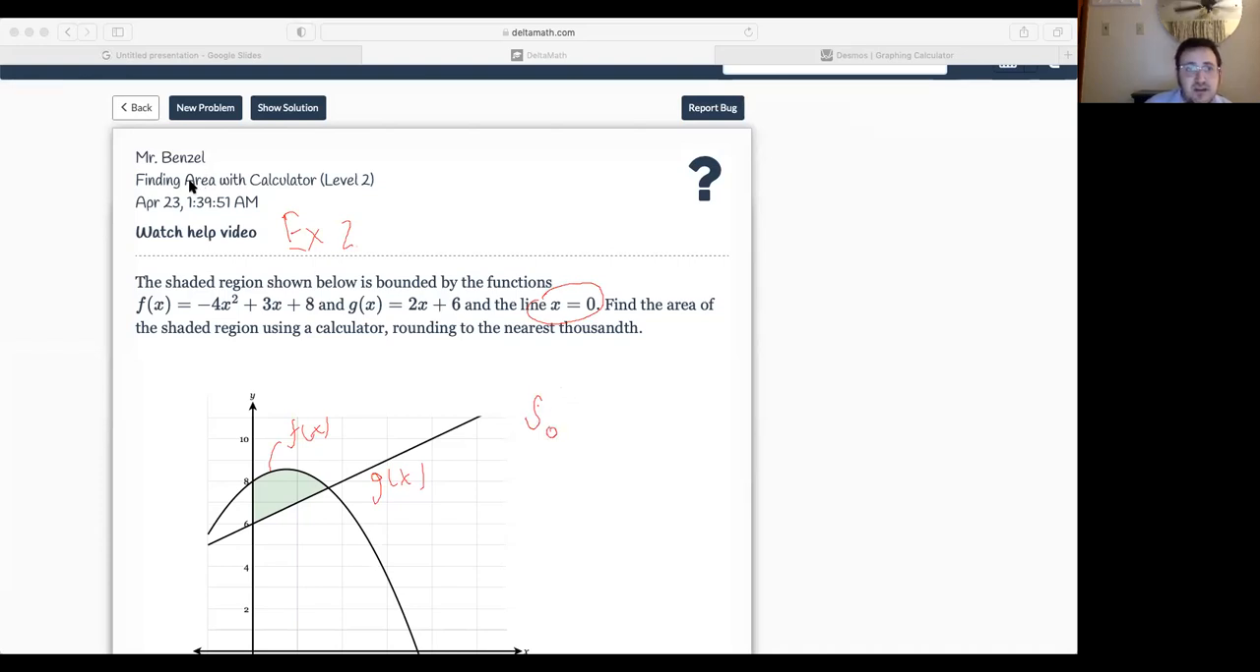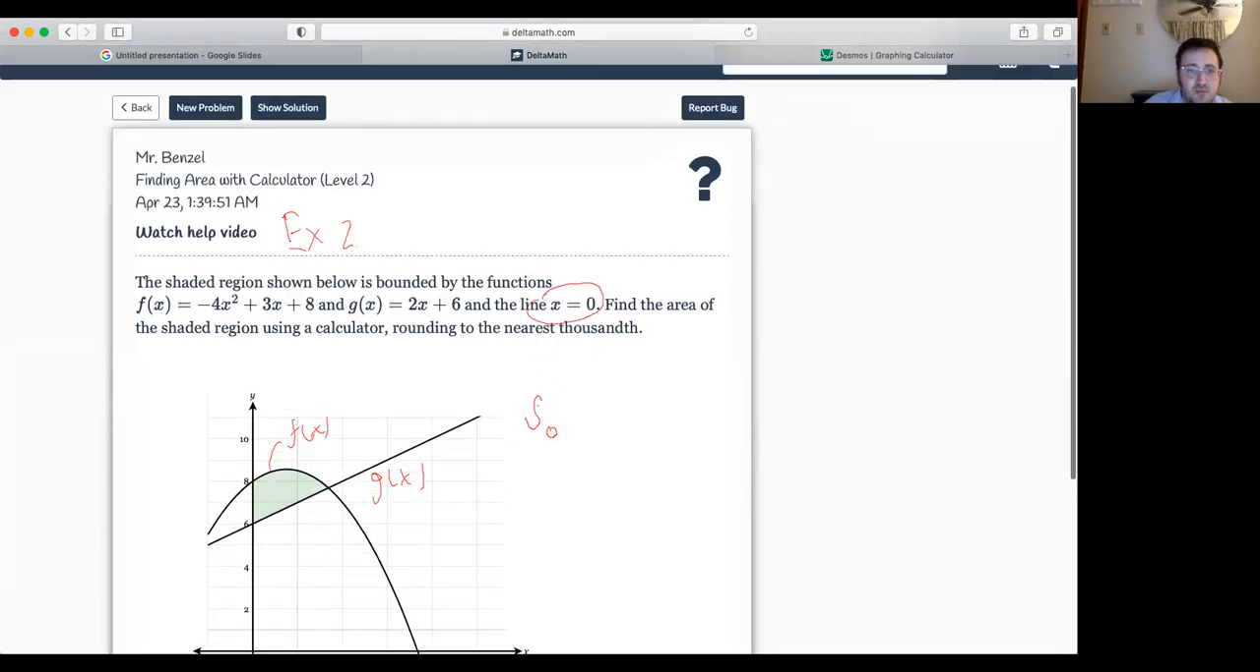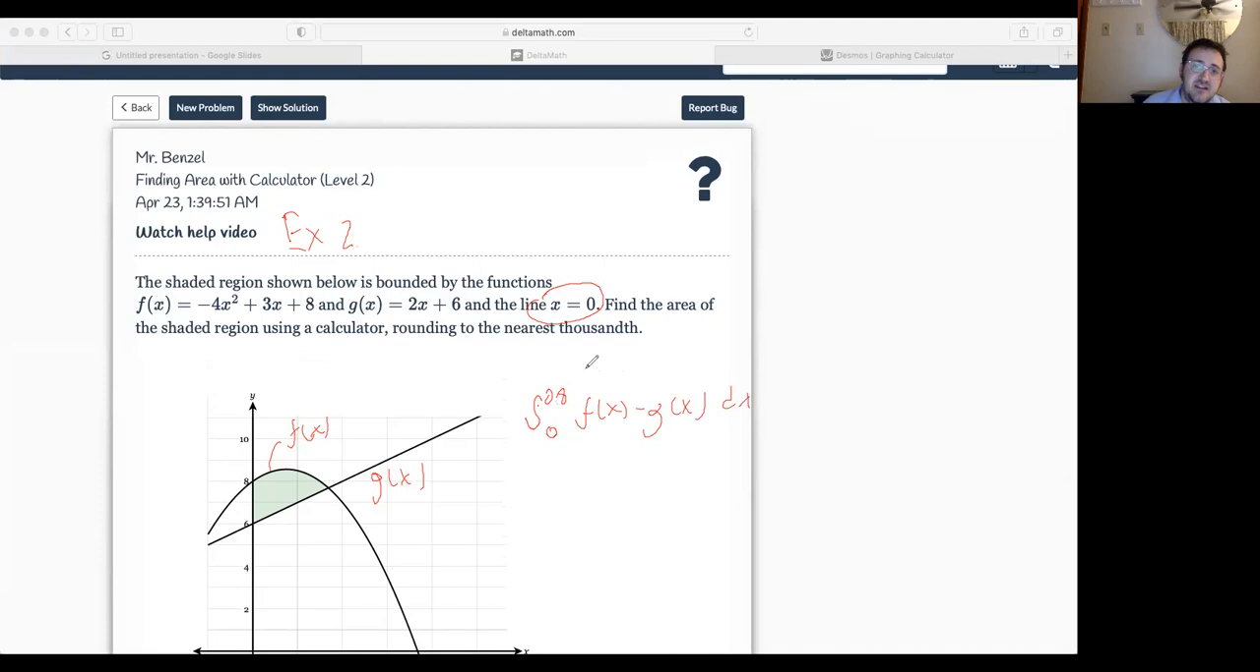to maybe about 0.8, approximately, of f of x minus g of x dx. So we can think about this as top minus bottom.